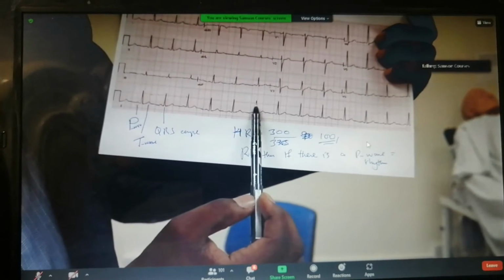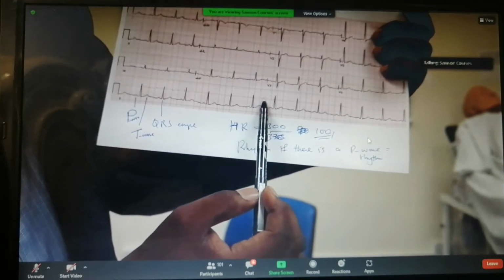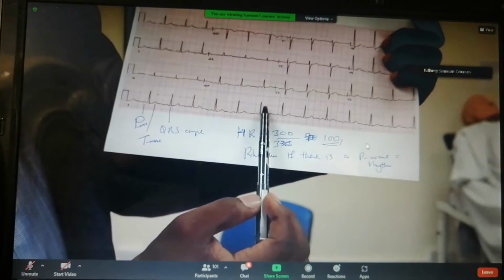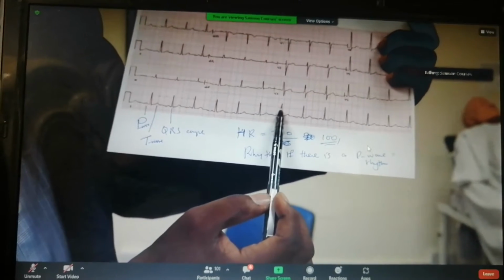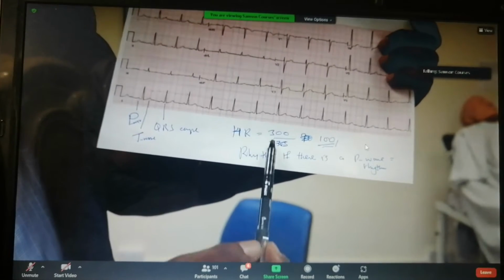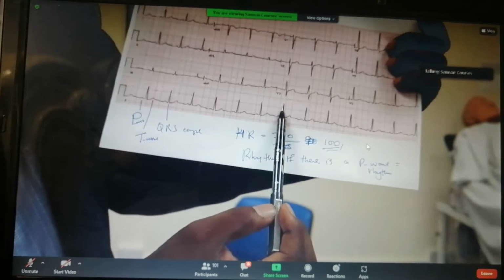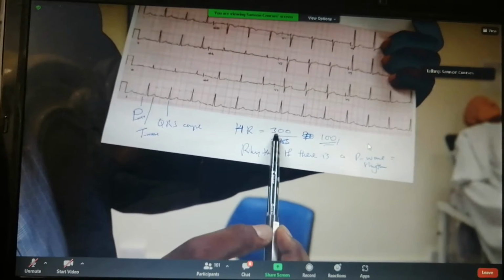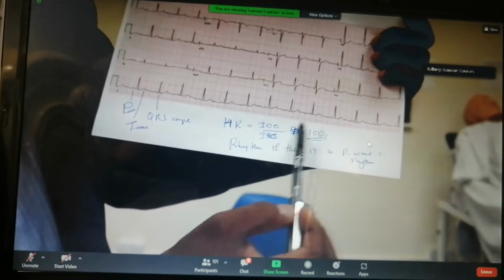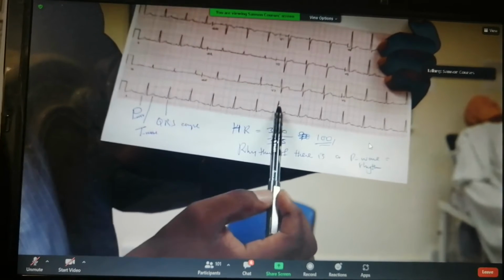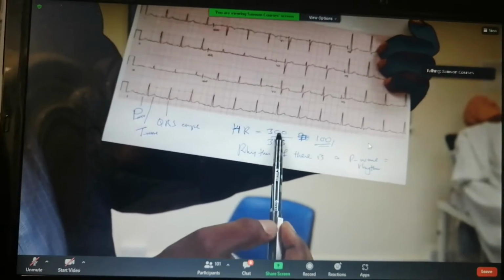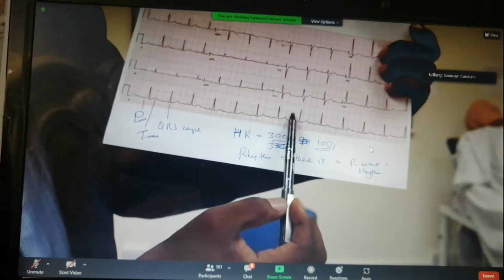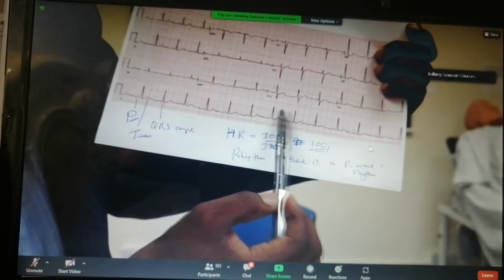So let's look at this one. Look, the big boxes: 1, 2, 3, almost 4. If you say it is 4 completely, so you can say 4. So 300 divided by 4 gives us 75. So the heart rate will be 75. If the big boxes are 3, then you do 300 divided by 3. So it depends on the number of big boxes between the R waves.